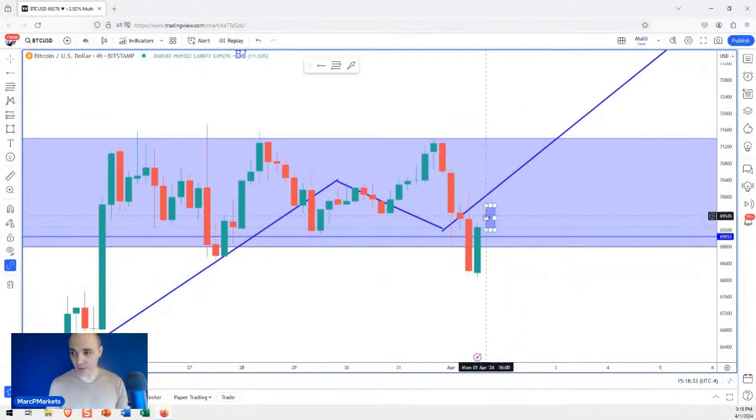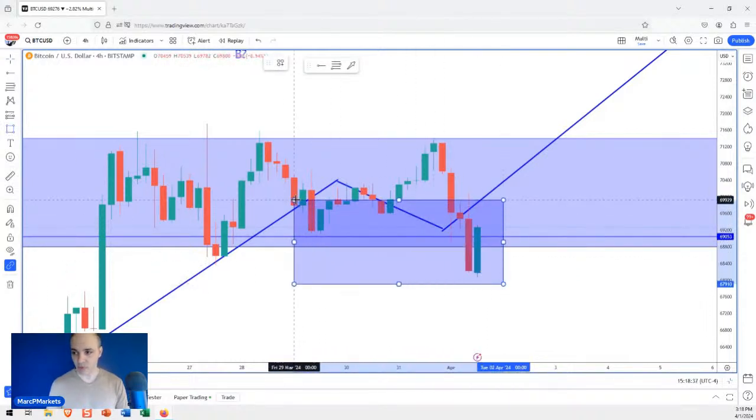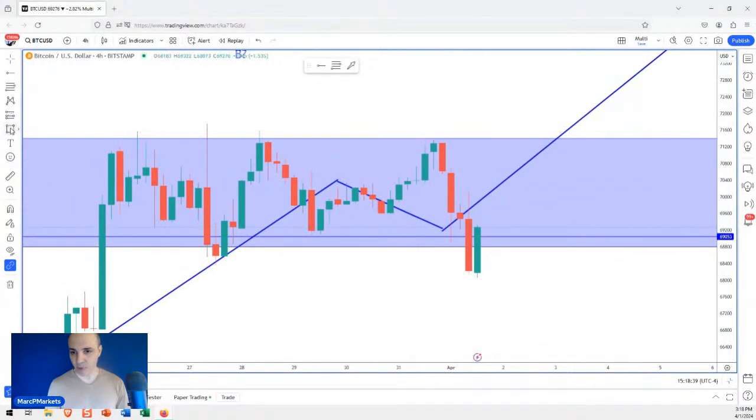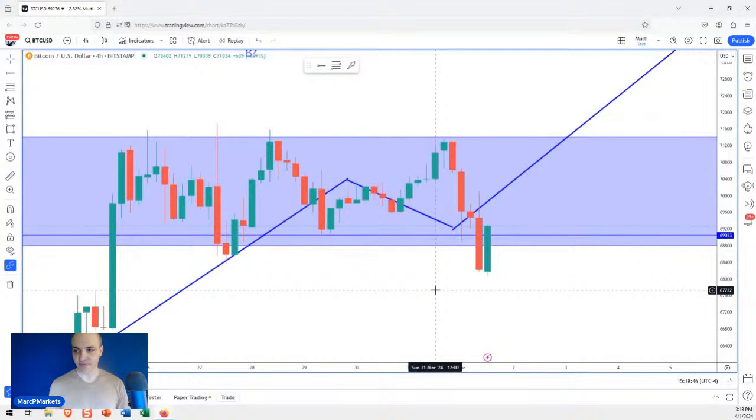What is this, by the way? What pattern is this? Anyone want to guess? When you have a low that goes slightly lower, but then it reverses in your face, what do we call that? Anyone want to guess? Stopped out at 68,282.